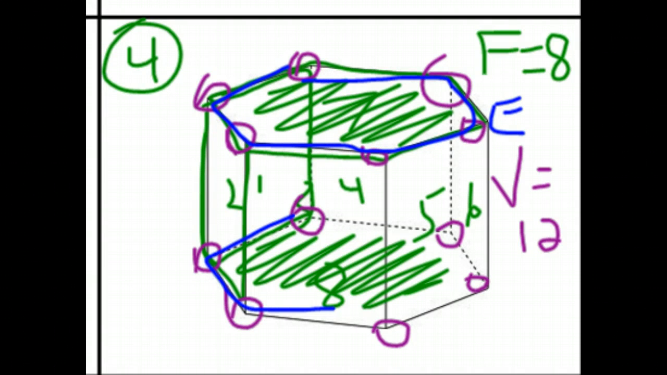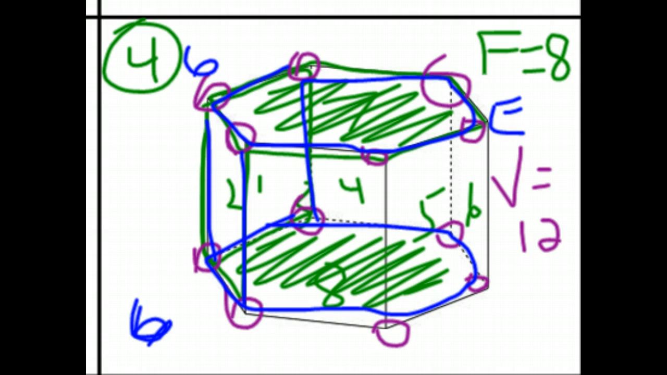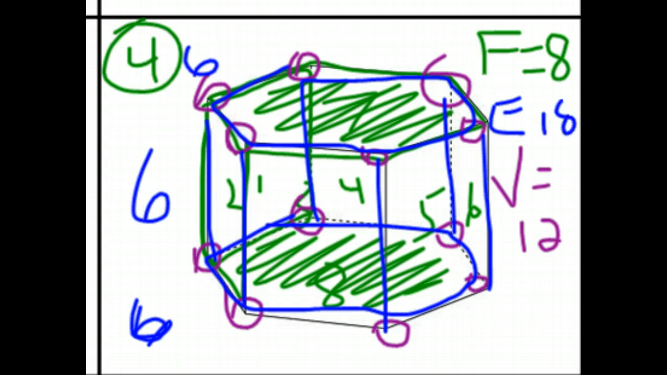And finally, for edges, we have 6 edges for each hexagon, as you can see that I'm outlining in blue right now. That is 6 and 6. And for each vertex on the hexagon, we have an edge that jumps to the other hexagon. So 1, 2, 3, 4, 5, 6 additional edges. That gives us a total of 18. So this polyhedron, a hexagonal prism, has 8 faces, 18 edges, and 12 vertices.